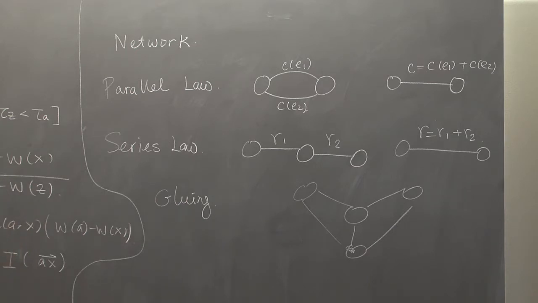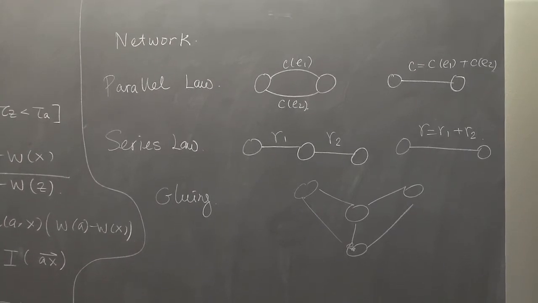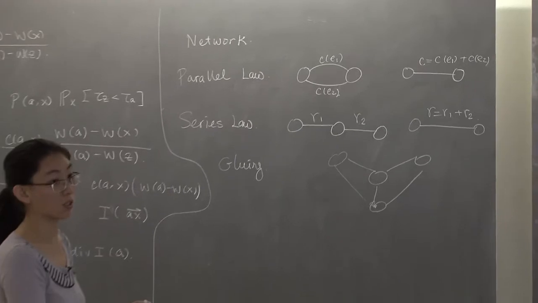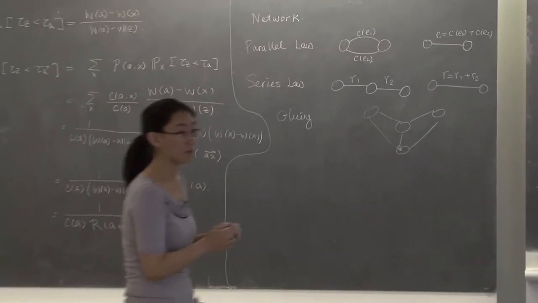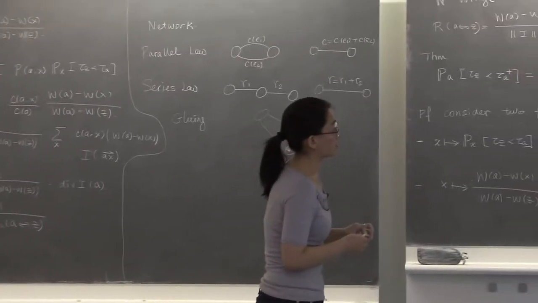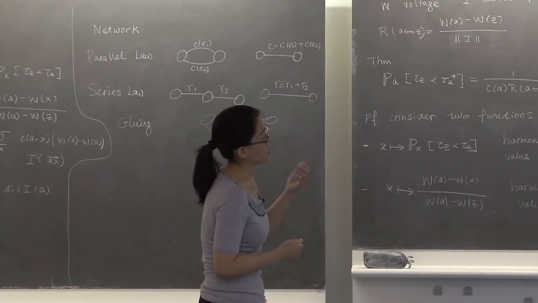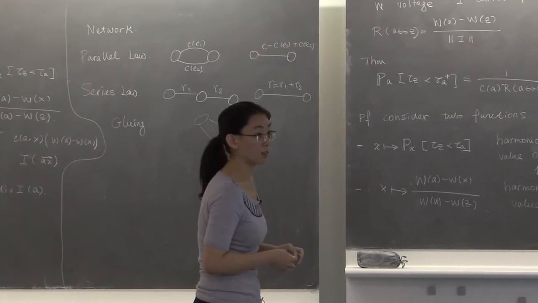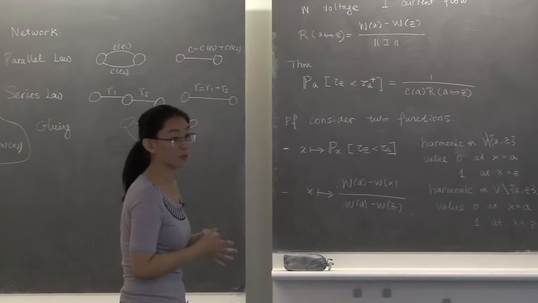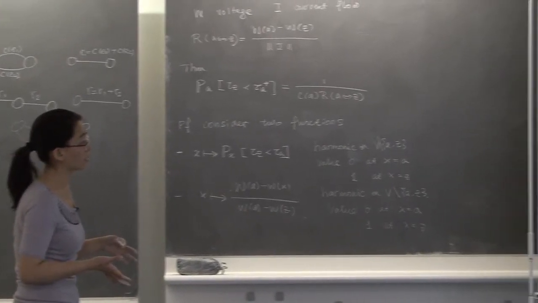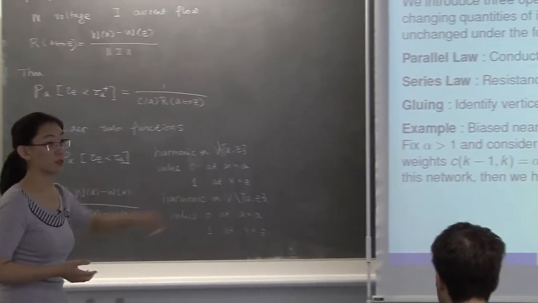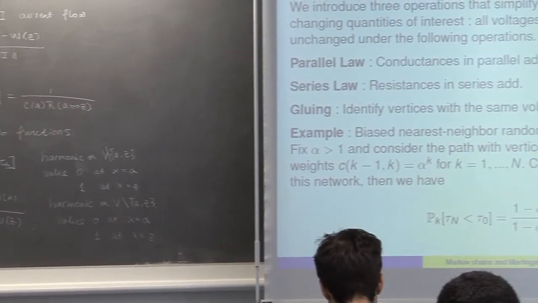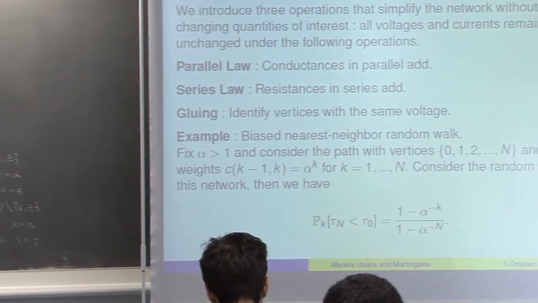So these are the three operations: parallel law, series law, and gluing. They simplify the network, but nothing changes: no change to the voltage, no change to the current flow. And then the first example is that we can use these three operations to simplify a network. Finally, we can calculate the voltage of this network, and this will give us the relation to the escape probability of the random walk. Okay, first application.